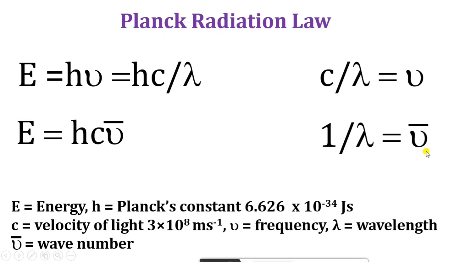So these are the different ways of expressing the energy of an electromagnetic radiation. So we can write energy E of an electromagnetic radiation as h c nu bar. So we are replacing nu, the frequency, with the wave number, and c is the velocity of light.